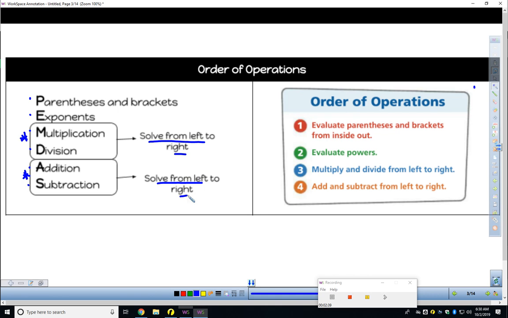And then this is another way that it's printed. I don't really know which infographic I like better. This one's a little bit more colorful, but it says the same thing, right? Evaluate groups. It does say from inside out, and what that means is that, let's say you had a group like that, you would start in the inside group before you did the outside group. Evaluate exponents or powers, right? Powers, that's a fancy way of saying exponents. Multiply or divide from left to right and add or subtract from left to right.